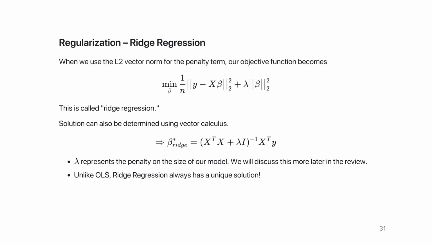This is the new optimization problem we're trying to solve. The solution to this can also be determined just by using those gradient rules that we're familiar with, and this is also part of a discussion walkthrough video. It looks very similar to the solution for OLS, ordinary least squares, but there's this plus lambda I term here. As I mentioned, lambda represents the penalty on the size of our model. Unlike ordinary least squares, this always has a solution. And also notice, if you let lambda be 0, this is exactly the same as ordinary least squares.